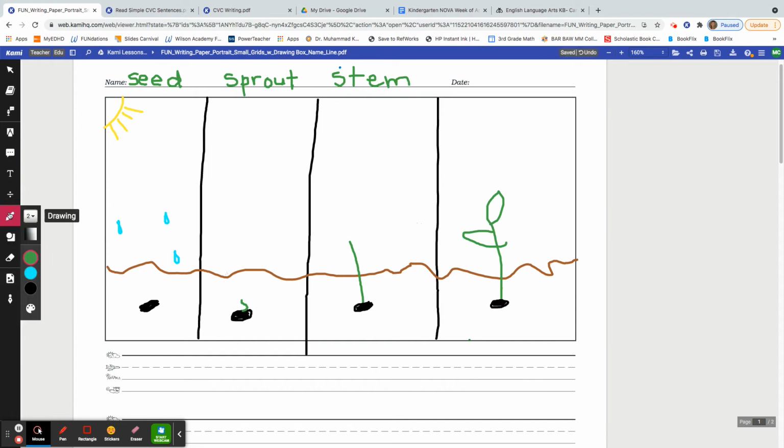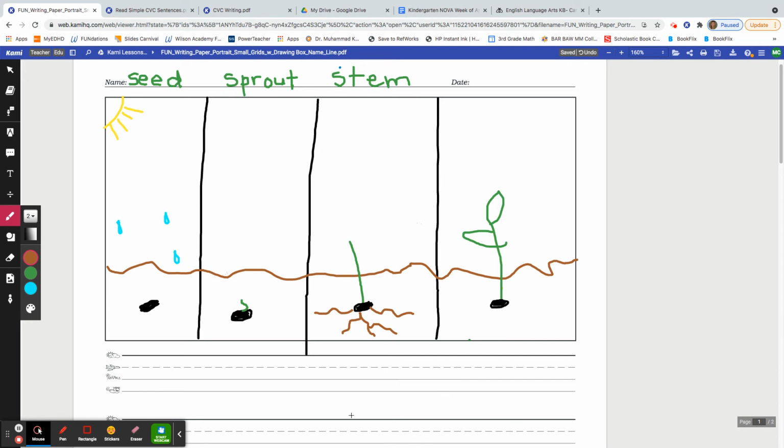Wait a minute. Good writers go back and they check. And now that I look, I forgot something very important. What is this called? Right, the roots. I'm so glad I went back to check my writing and see if I could add even more details.